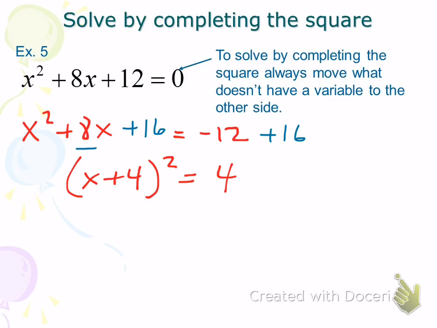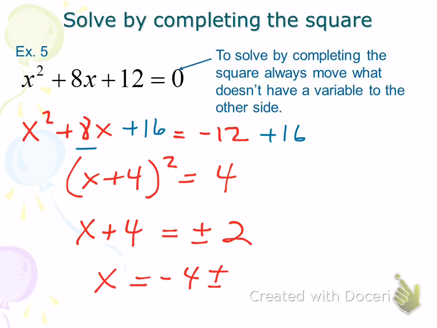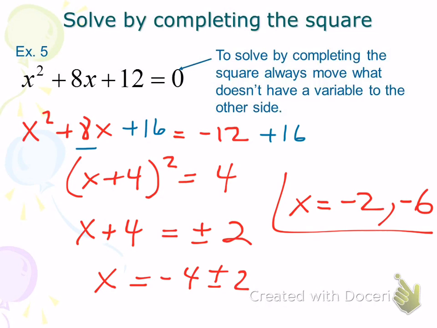Then we can invoke the square root property, which says x plus 4 equals plus or minus the square root of 4, which is 2. Subtract 4 from both sides, we get negative 4 plus or minus 2. Negative 4 plus 2 is negative 2. Negative 4 minus 2 is negative 6.